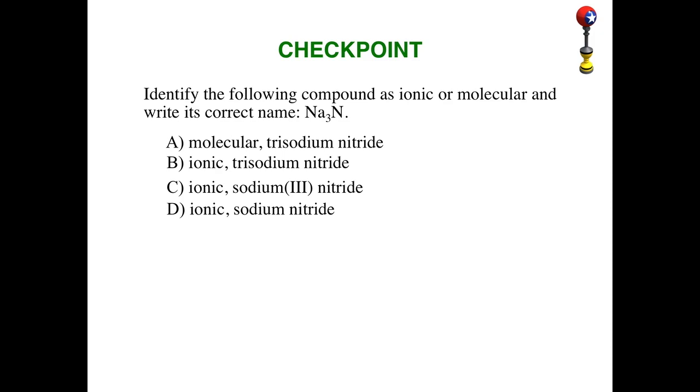Another checkpoint. Identify the following compound again as ionic or molecular, and then write its correct name. You got Na3N. Okay, you should recognize that you have a metal, sodium, and a nonmetal, nitrogen, so it's going to be ionic. So now you have to think about the nomenclature for ionic compounds. Remember, in ionic compounds, you simply say the name of the metal and then the base name of the nonmetal with "ide" at the end. So in this case, this will be sodium nitride. Answer is D. Very good.